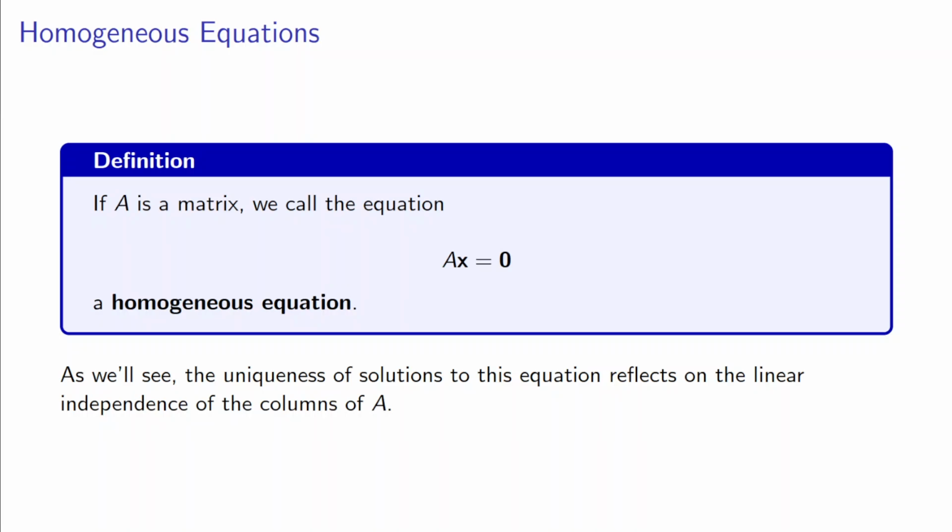Suppose we have a matrix A, and we consider the equation AX equals 0, where this 0 here is the 0 vector. We would say that that particular kind of equation is what we call a homogeneous equation. And what we're going to see in this section is that the uniqueness of solutions to this equation reflects on the linear independence of the columns of A. So let's look at a few examples.